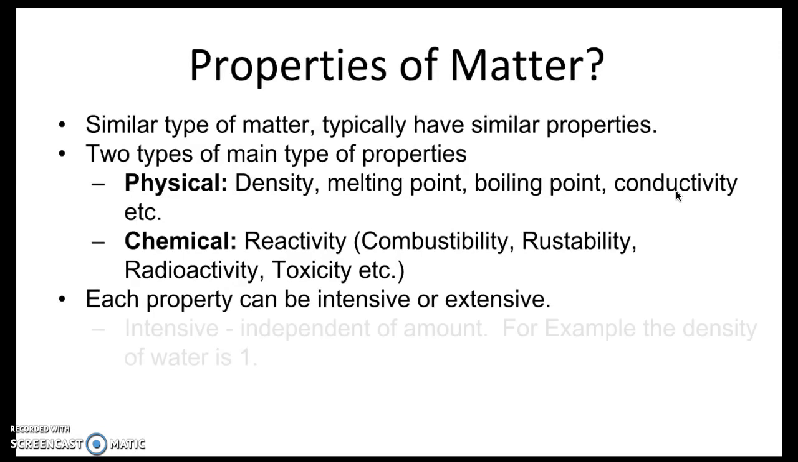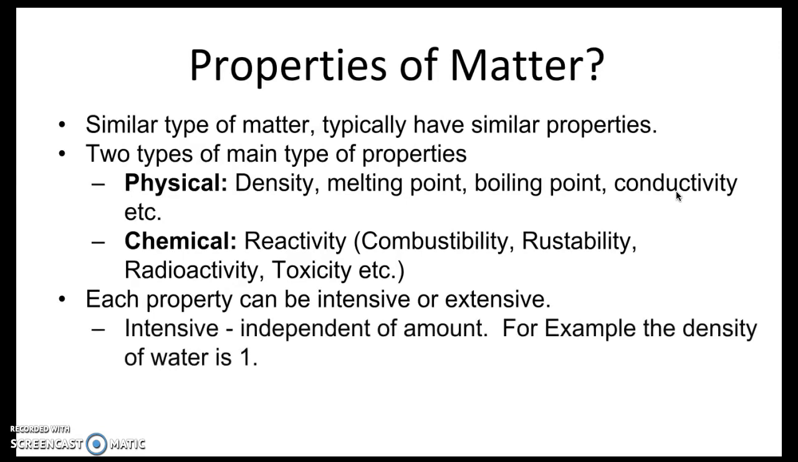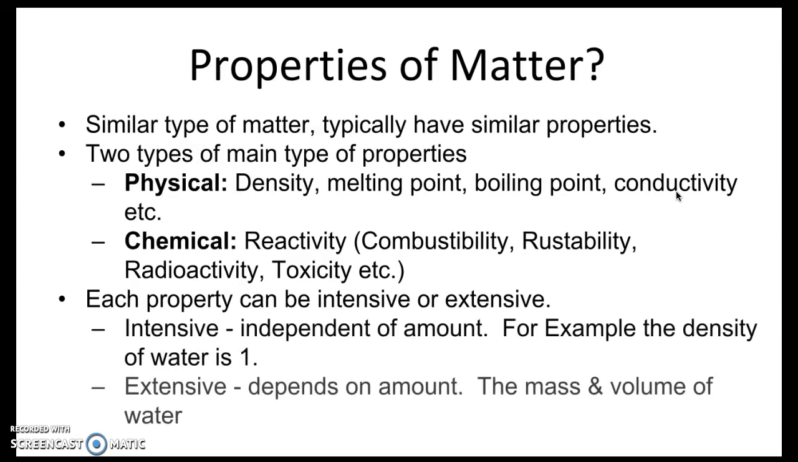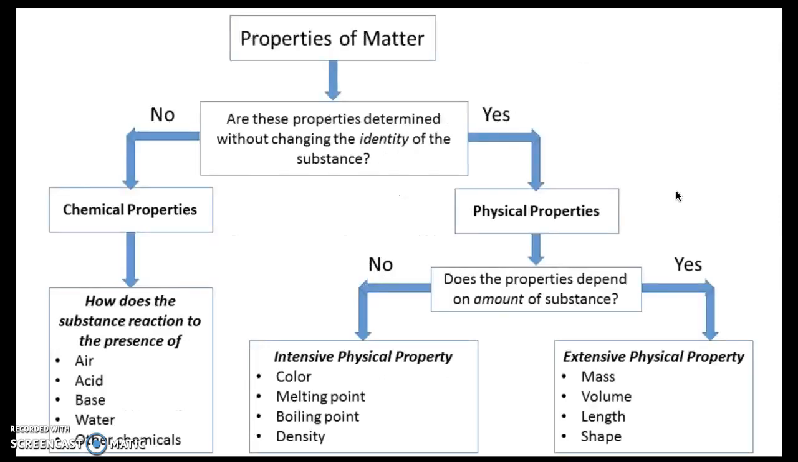And each of these properties can be either intensive or extensive. This is sort of a side note, so you can choose to read it or not. I won't really go into it. But these are the main types of properties of matter: physical and chemical properties. So how do we classify or determine the types of properties? Take a moment to look at this flowchart, and then we'll go through a few key points.